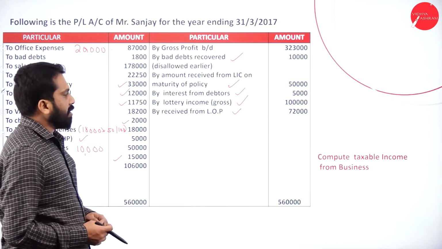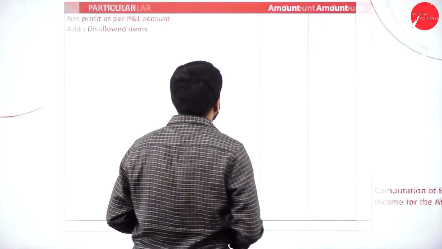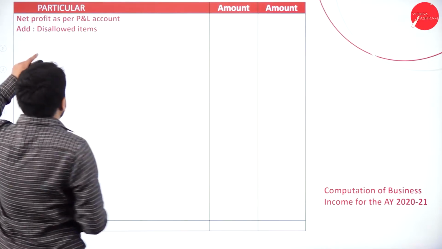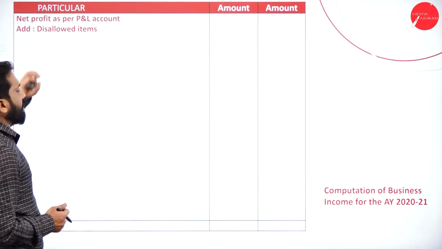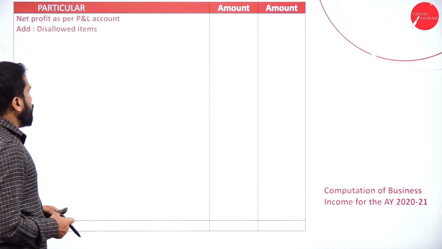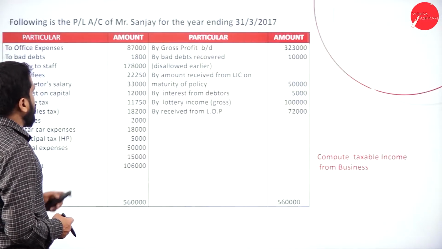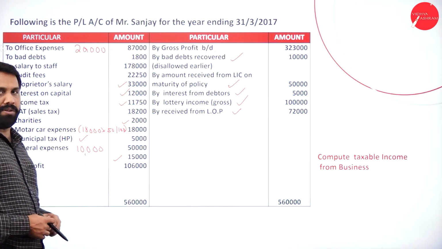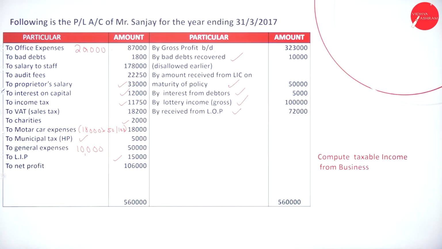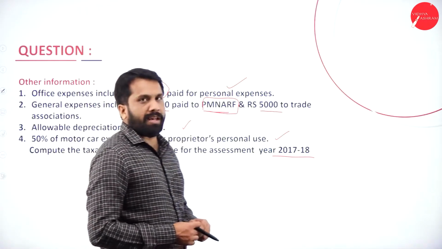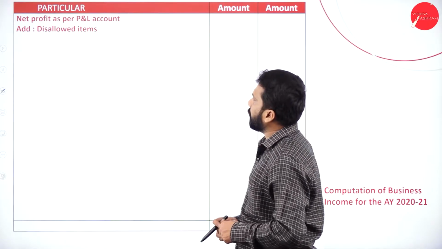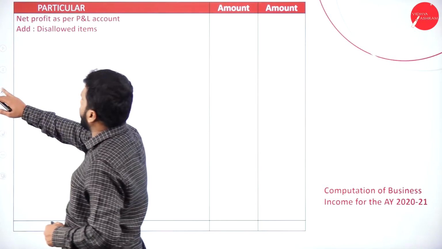Now, directly I'll go to the answer. In this, net profit as per P&L, add disallowed items. If you want, you can take a screenshot of the question. So I'll come back to the answer. Now I'll write one by one. Disallowed items.